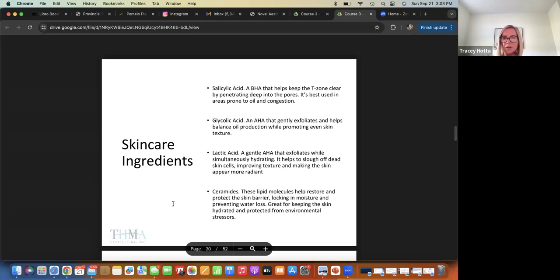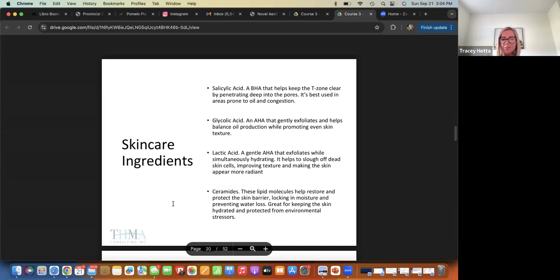Other skincare ingredients would be things like salicylic acid, and this is a BHA that helps keep the T-zone clear by penetrating deep into the pores. It's best used in areas prone to oil and congestion. Glycolic acid is an alpha hydroxy acid or an AHA that gently exfoliates and helps balance oil production while promoting even skin texture.